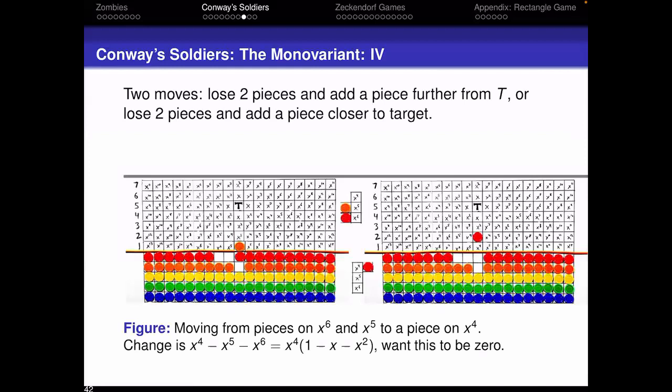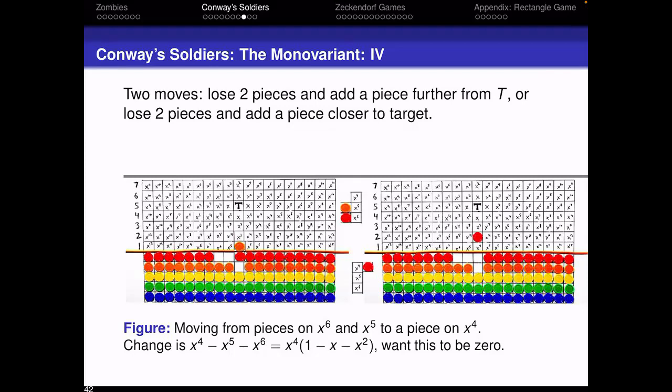So let's assume we have pieces at x to the 6th and x to the 5th, and we jump over it. I'm just writing things off to the side so it's easier to see. So we jump the x to the 6th over the x to the 5th and it lands on x to the 4th. So we started off with things at x to the 5th and x to the 6th. We end with something at x to the 4th. And we can look at the value of the new configuration minus the value of the initial configuration. So we have x to the 4th minus x to the 5th minus x to the 6th. Pull out the x to the 4th. It's 1 minus x minus x squared. If we choose x carefully, this is going to be 0, which means the value won't increase.